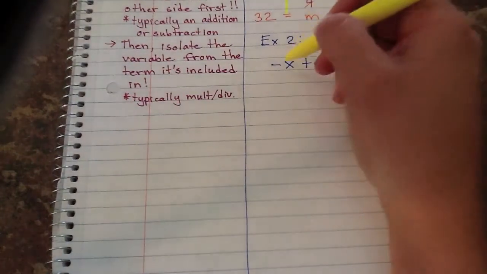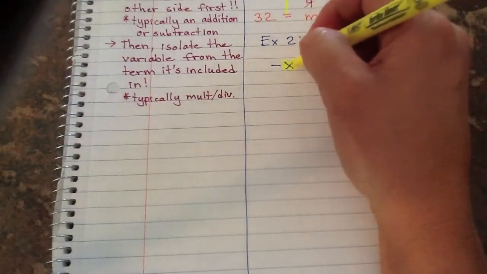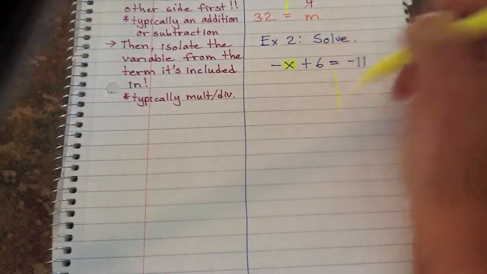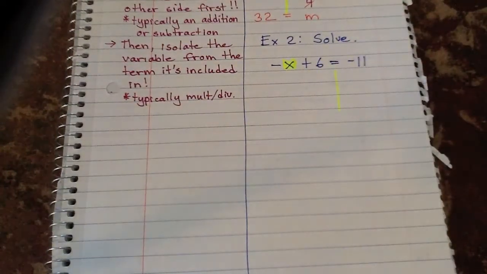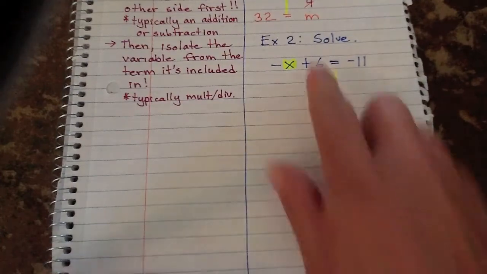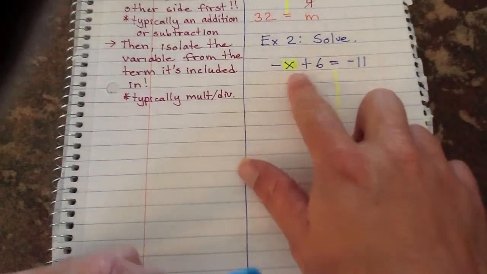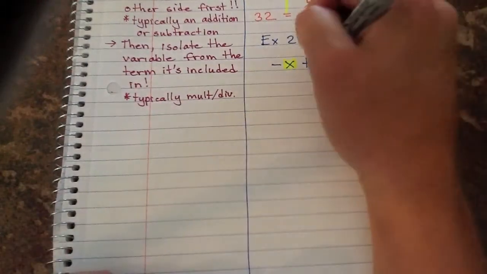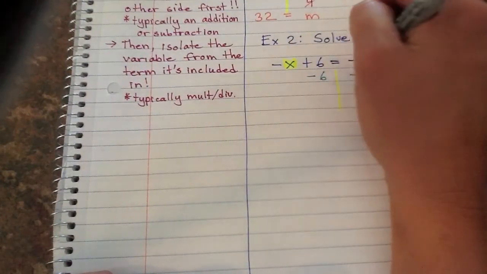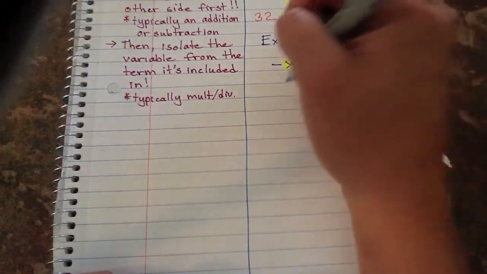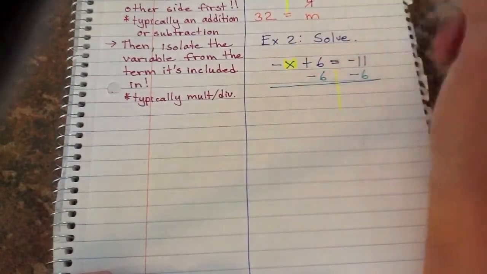Alright, so hopefully you went through, highlighted your variable, drew your line. Notice this negative is not highlighted with that variable, so I need to take care of that at some point. And now I'm going to go ahead and start isolating. I'm going to isolate the 6 away first because it's adding. Opposite, the inverse operation is subtracting 6 or adding a negative 6. It's up to you how you want to write that.